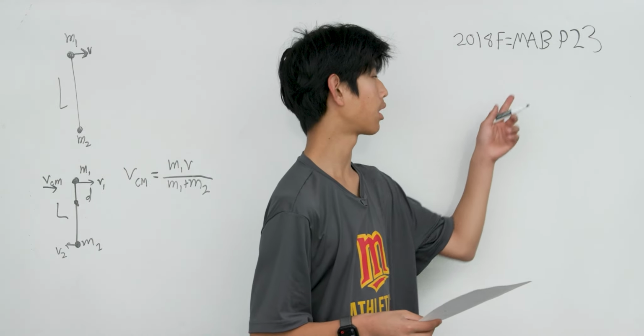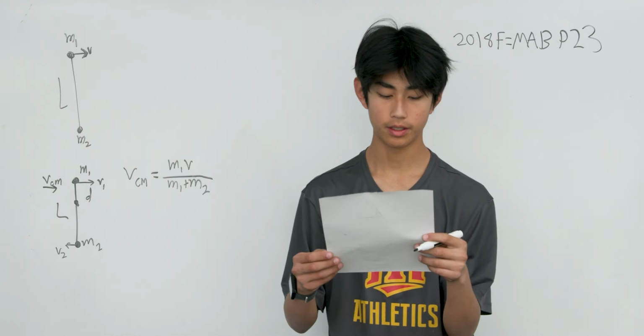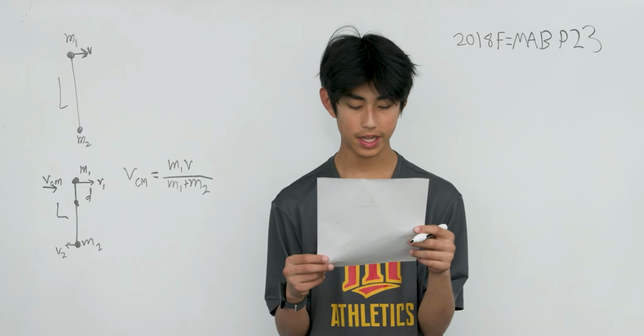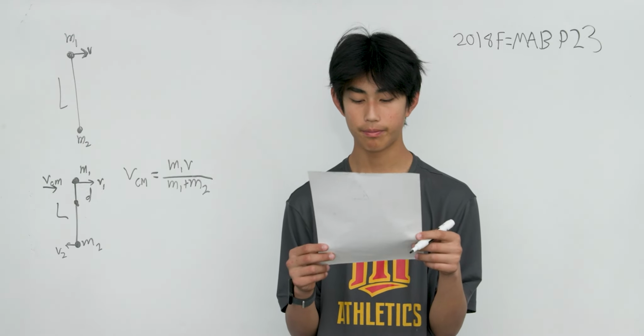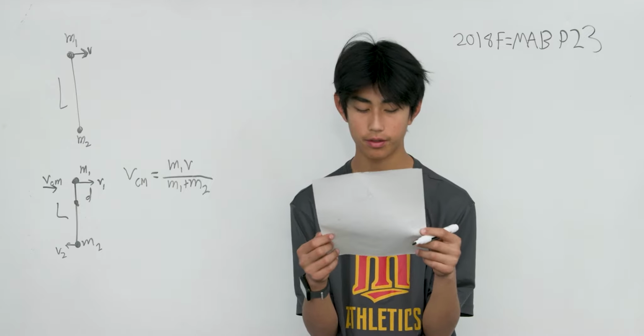We're solving problem 23 from the 2018 F equals MA exam B. Two particles with mass m1 and m2 are connected by a massless rigid rod of length L and placed on a horizontal frictionless table.